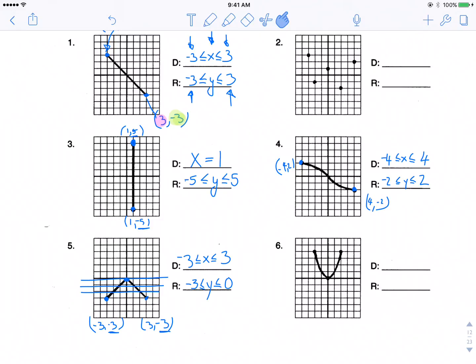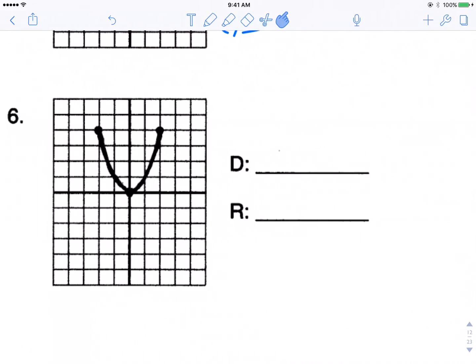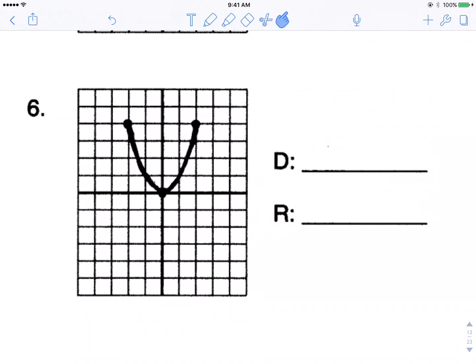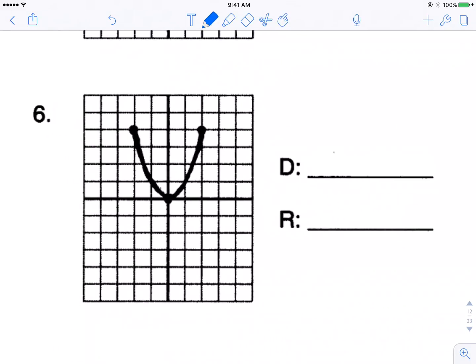So, last two examples here for domain and range. Example number 6. I'll come back to number 2 in a second. Okay. So here's a bit of a different way to look at domain and range, or try to decipher domain and range. So we know that the x values are, well, this is our x-axis, and those x values run this way, left and right, to negatives and positives.